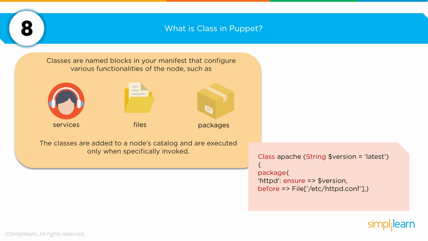And so a class in Puppet is really the name blocks in your manifest that contain the various configurations. And this can include services, files, and packages. And we have on the screen here an example of what a class would look like when you write it out. And you may want to memorize just one class.